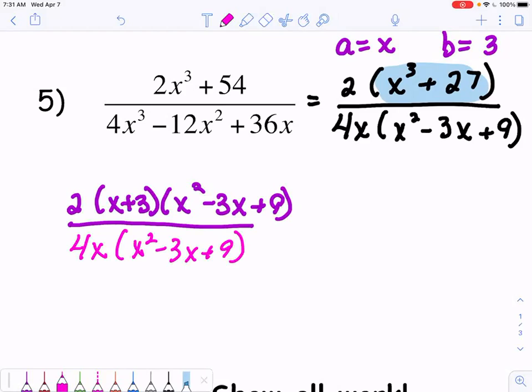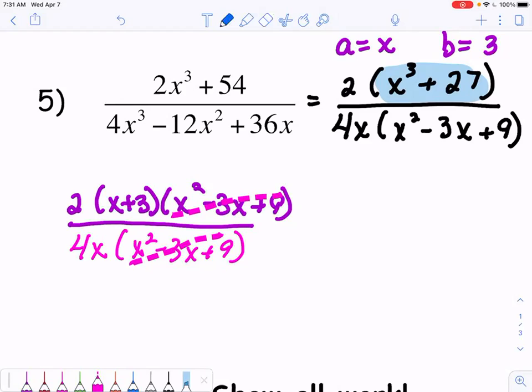When you have a perfect cube in the problem, there is going to be a factor that cancels with that. And if you notice, the denominator had that x squared minus 3x plus 9. It's right here in the numerator that we get from factoring the perfect cube. So if we cancel those two out, they're gone, totally gone, those two factors.